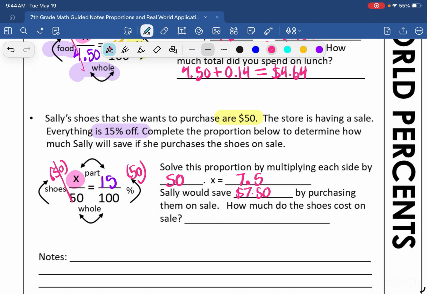How much do the shoes cost on sale? Well, they are regularly $50 minus $7.50. That means they are $42.50.